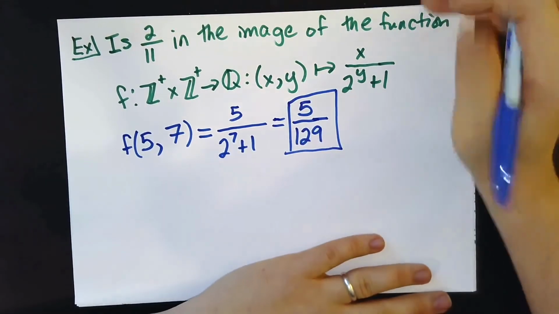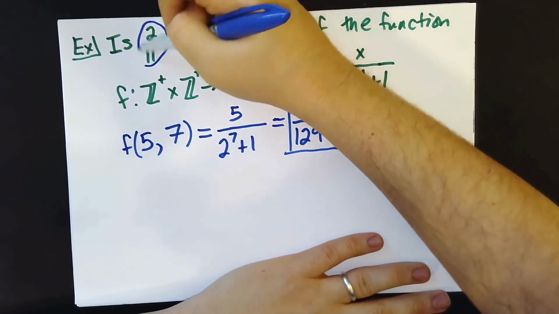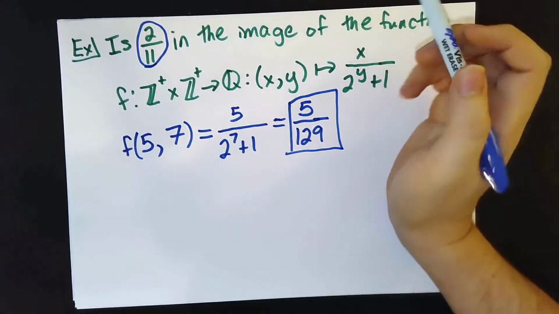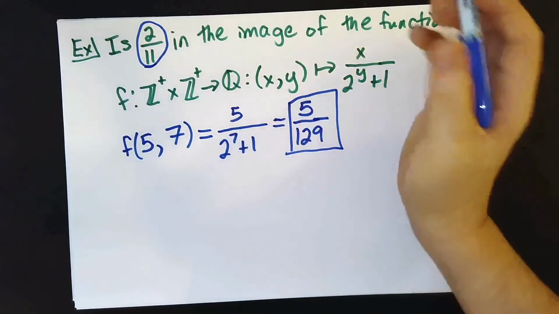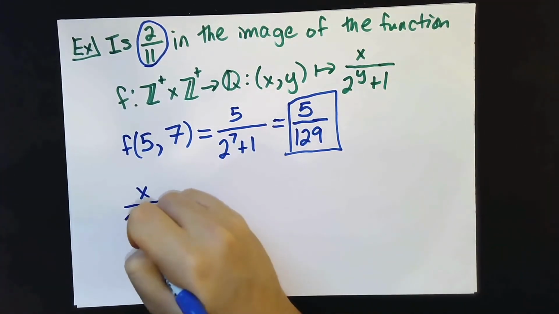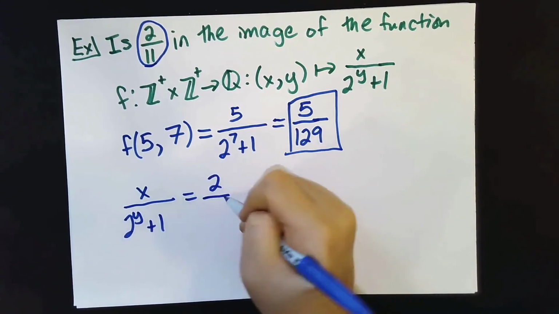And so my question is, can I do something like that, where instead of getting out 5 over 129, I get out 2 over 11? Now, there's a really natural thing to do here, which is to ask, what am I really doing? I'm trying to decide, can x over 2 to the y plus 1 equal 2 over 11?